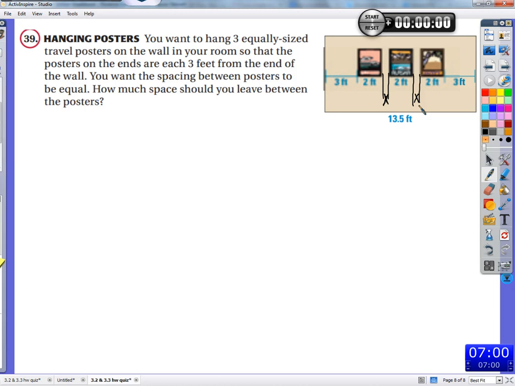How much space would you leave between the posters? And like we said, they gave you a bunch of information here. All right. So first, let's write an equation that represents this scenario. And then we solve for x. Okay? So what equation can we write? What can we put on either side of the equation? Derek? 13.5 could go on one side. Okay, and what are we going to do on this side that's going to equal 13.5 feet? What about this diagram is equal to 13.5 feet?